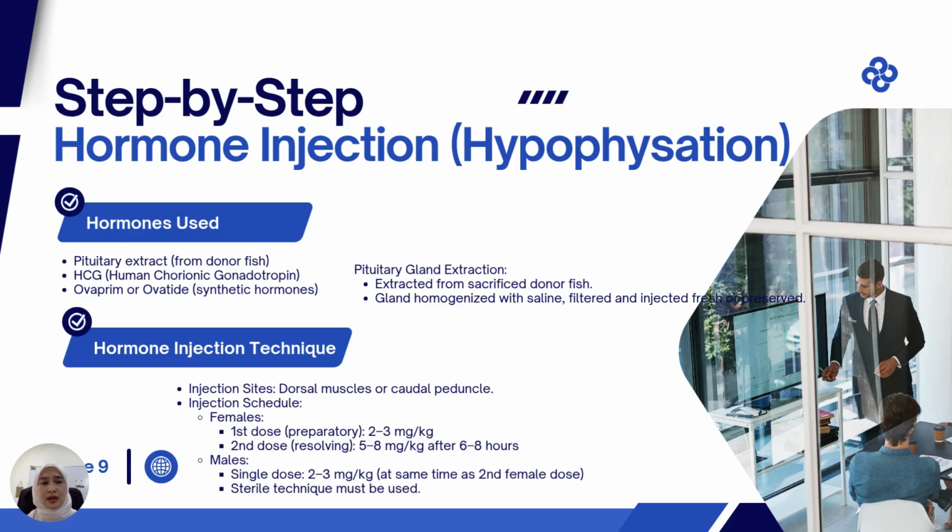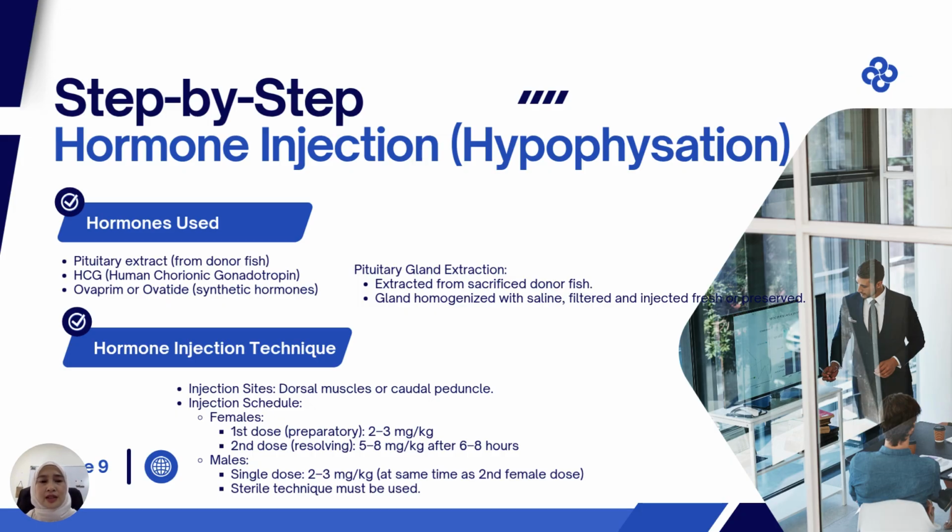It has to be carried out differently for the females. They have to receive two doses. The first dose is what we call preparatory. We give about 2 to 3 milligram per kg, based on the weight of the female broodstock, and from there you can determine the dose that you need to give. For the second dose, it should be increased, the resolving dose, 5 to 8 milligram per kg. This is given 6 to 8 hours after the first one.